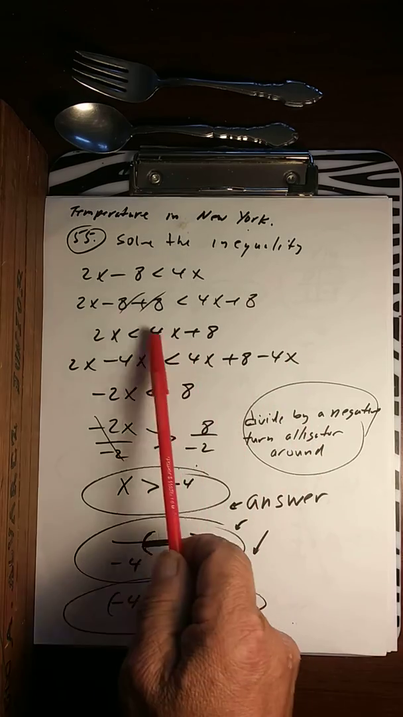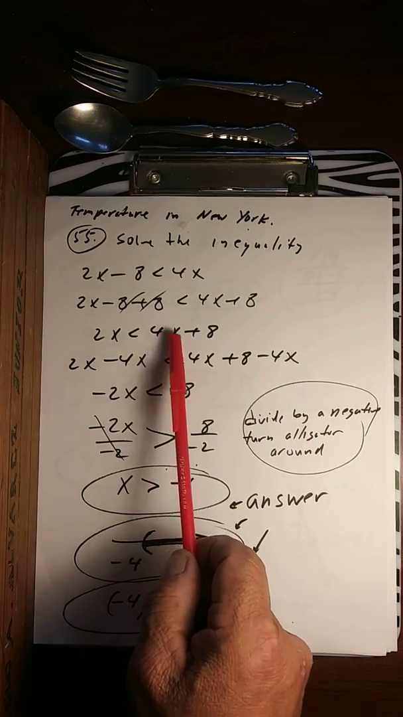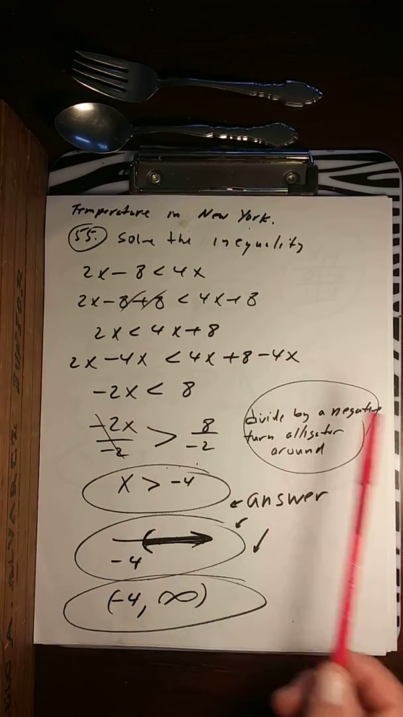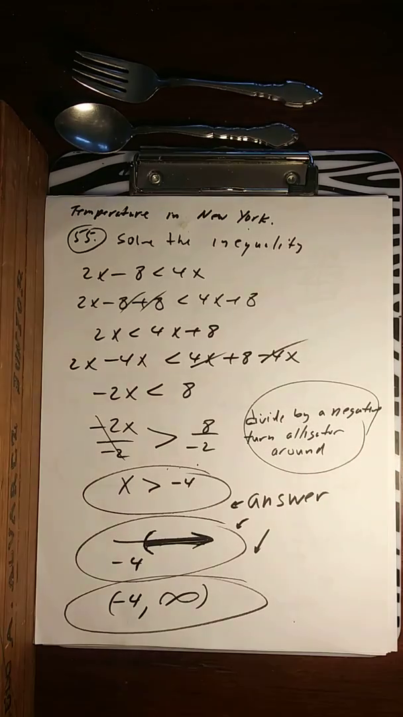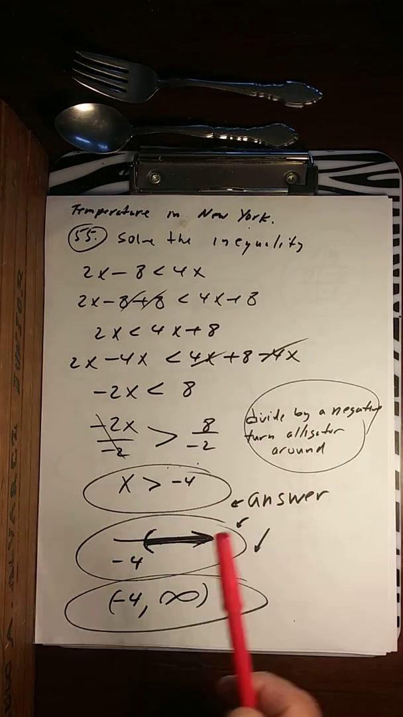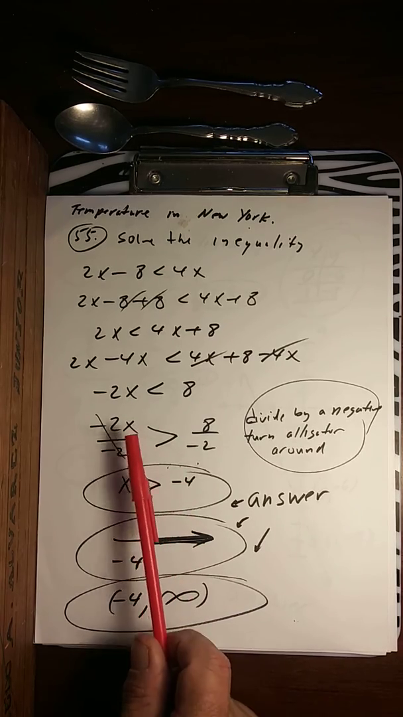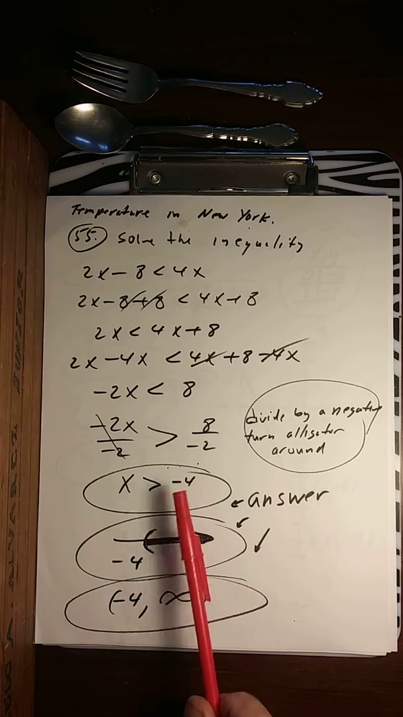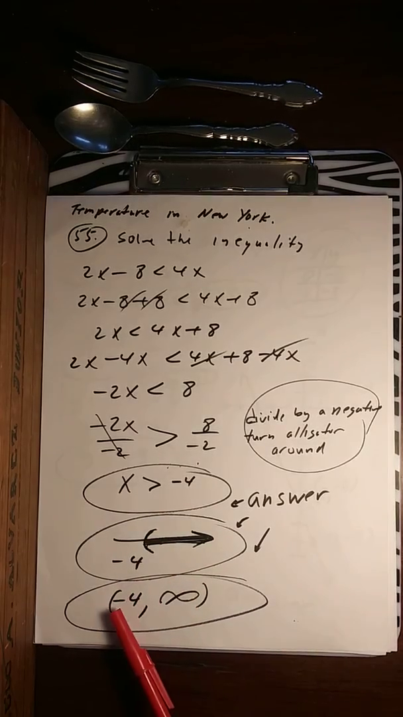Solve the inequality. So first thing I'm going to do is add 8. So that's going to give you 2x less than 4x plus 8. So negative 4x, and then we know that these are gone. Let me scratch them. So we have negative 2x less than 8. Now if you divide by negative 2, divide by negative 2, you've got to turn this alligator the other direction. Inequality goes the other way. So this is going to be x is greater than negative 4, or from negative 4 going this way, don't include negative 4, or from negative 4 to infinity.